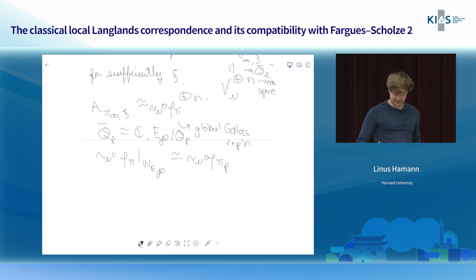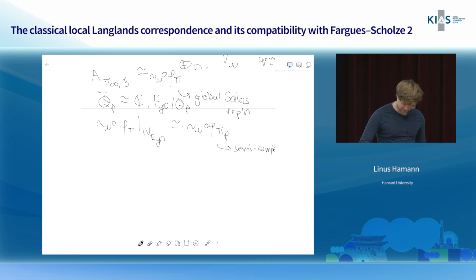So let me emphasize here that this is not semi-simple in general. So this is really the local Langlands parameter incarnated as some continuous Weil group representation via these multiple different ways of thinking about parameters that we've encountered in this talk.